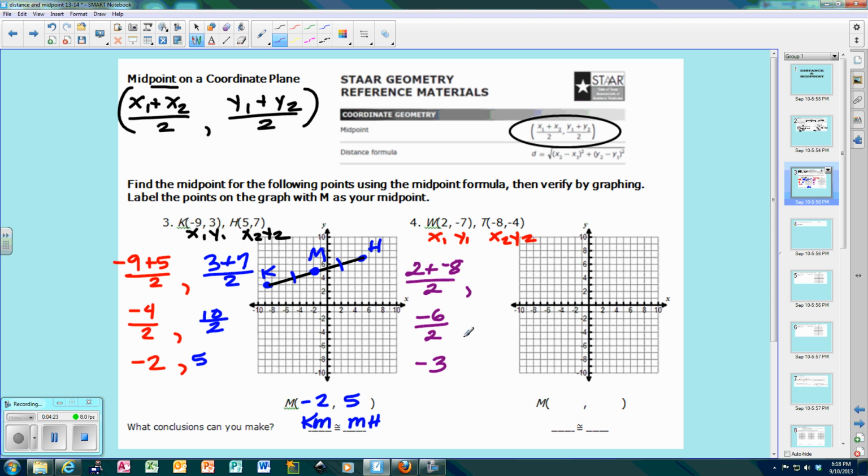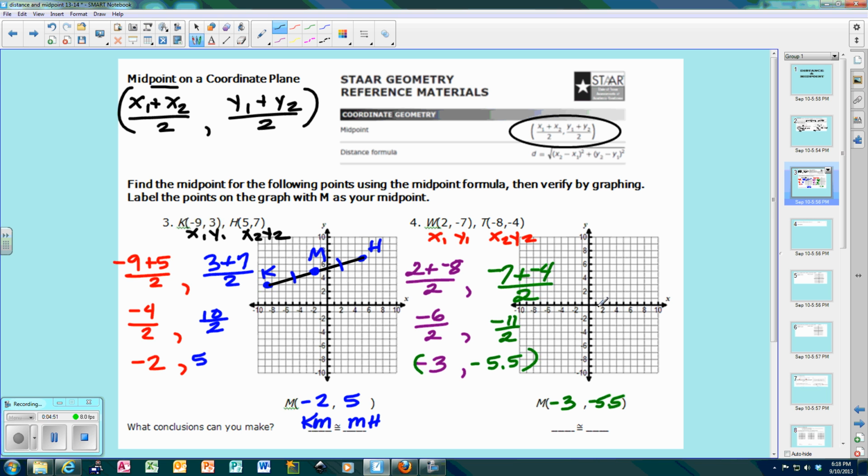And then I'm going to put my commas here. And then I'm going to do the same thing with the y values. So the y values are -7 plus -4 divided by 2. So that's -11/2, which is -5.5. So my answer is (-3, -5.5).